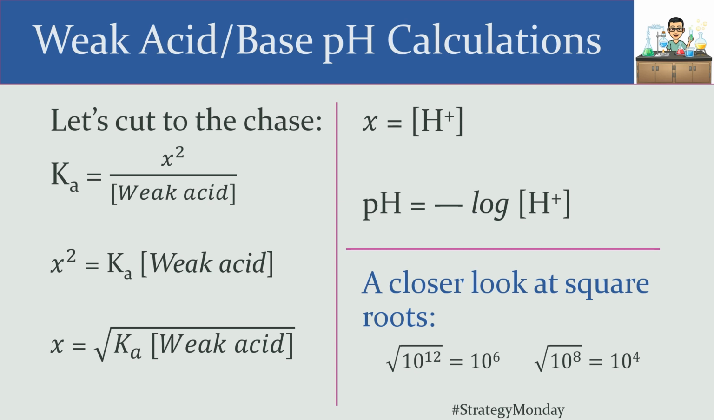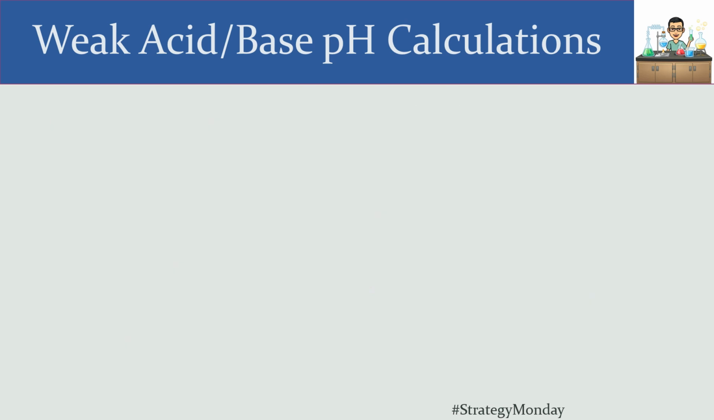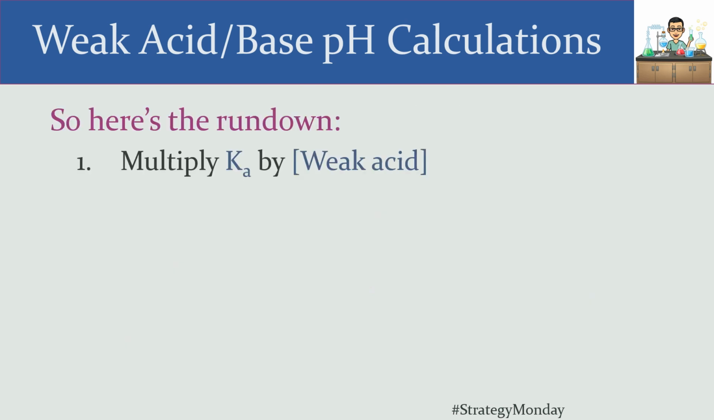The reason that works is because 10 to the 6th times 10 to the 6th is 10 to the 12th, and 10 to the 4th times 10 to the 4th is 10 to the 8th. When we multiply a number by itself, we're doubling the exponent. Taking the square root is the inverse of that, so we take half the exponent instead. All right, so here's the rundown. We're going to cross multiply the Ka and the weak acid, which we've already talked about. We're going to take the negative log, which we also talked about.